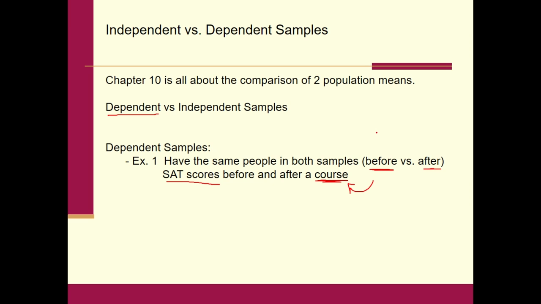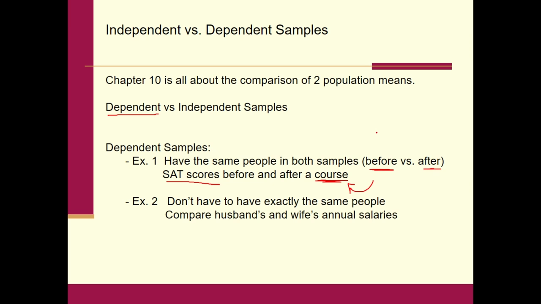Let me give you another example. Example number 2, you don't actually have to have exactly the same people in both populations. So let's say that you want to compare husbands and wives somehow. Maybe you want to compare husbands' and wives' annual salaries. All right? And so you have this natural pairing going on, husbands to wives, okay?